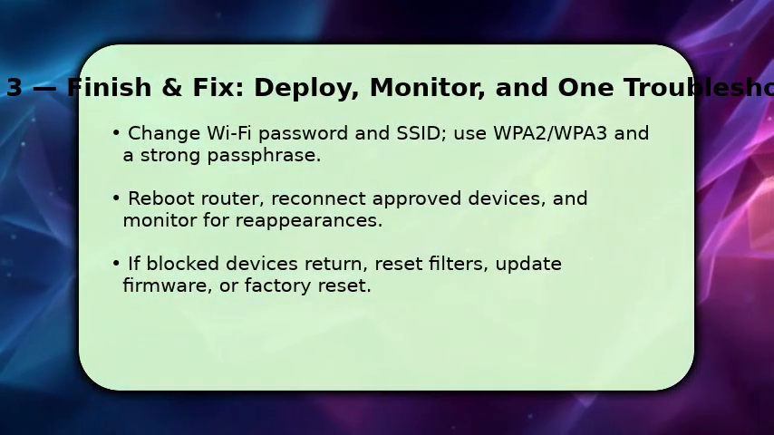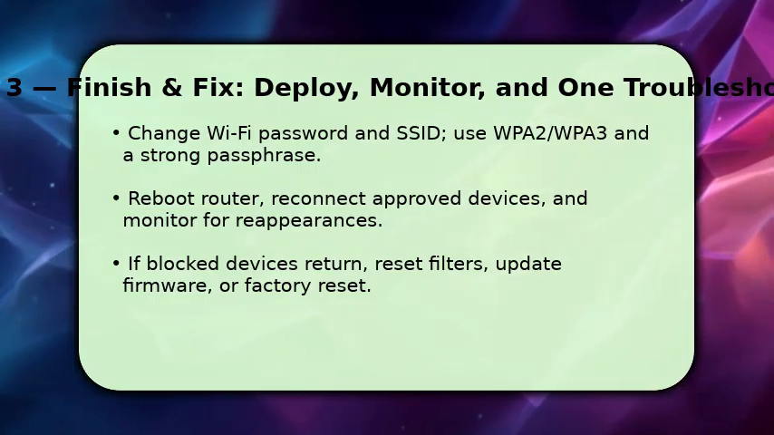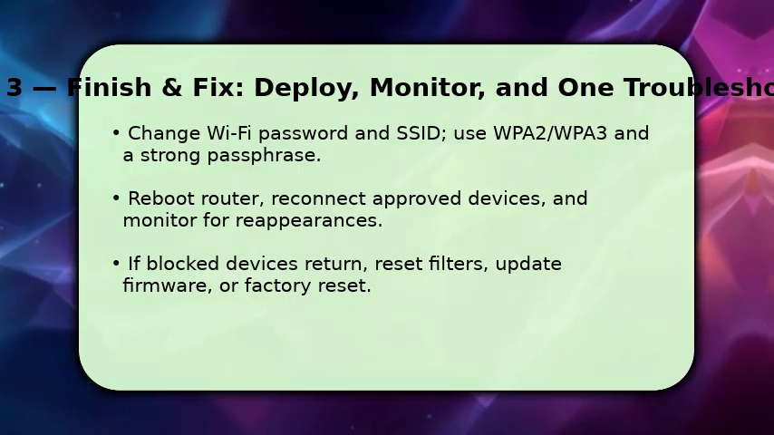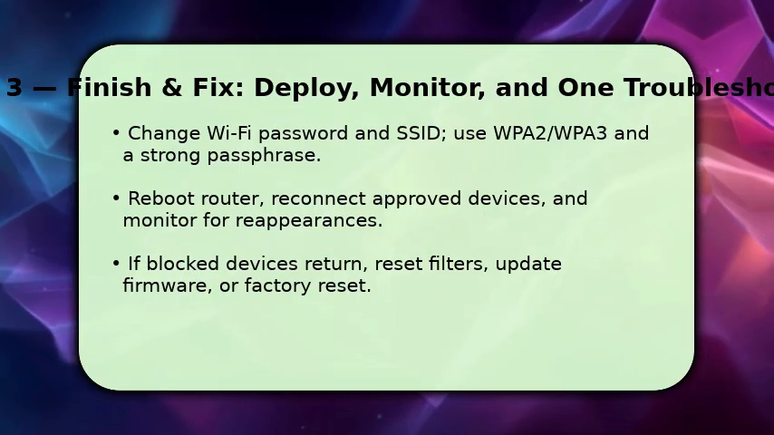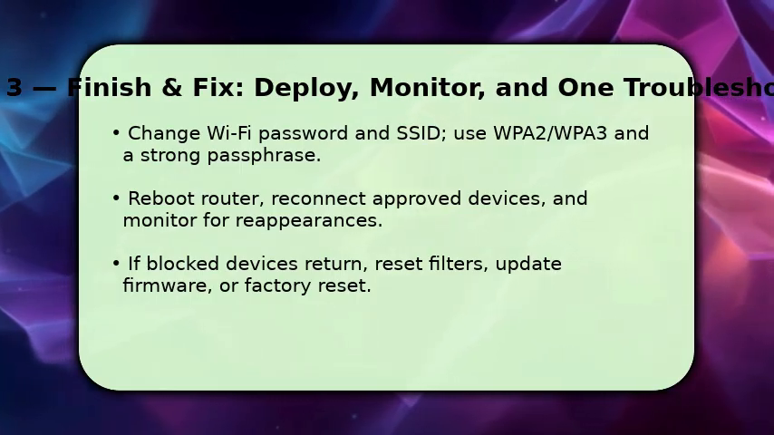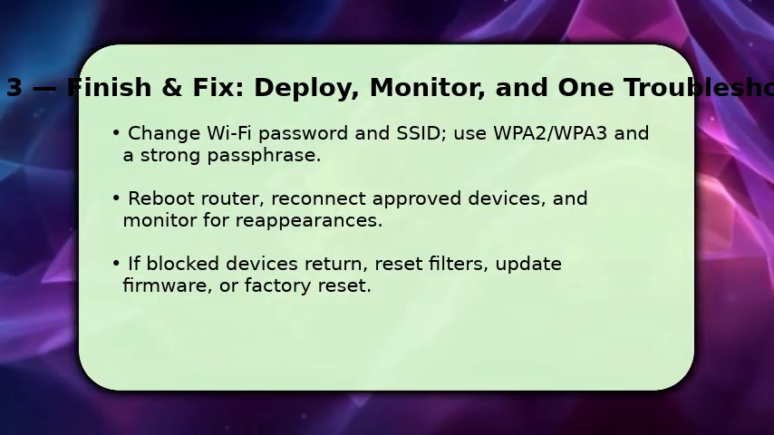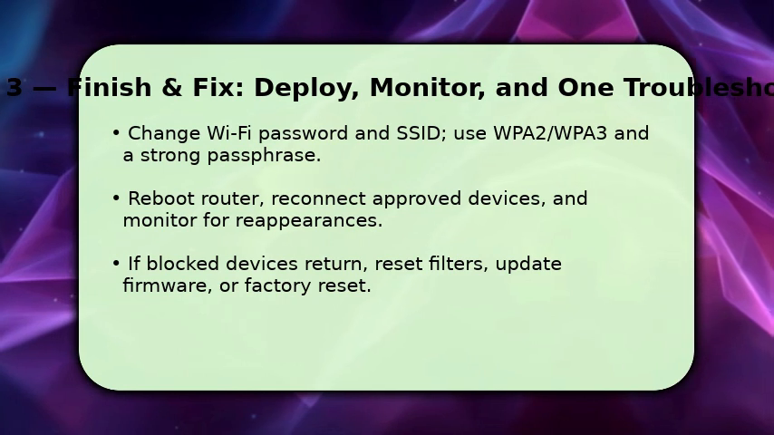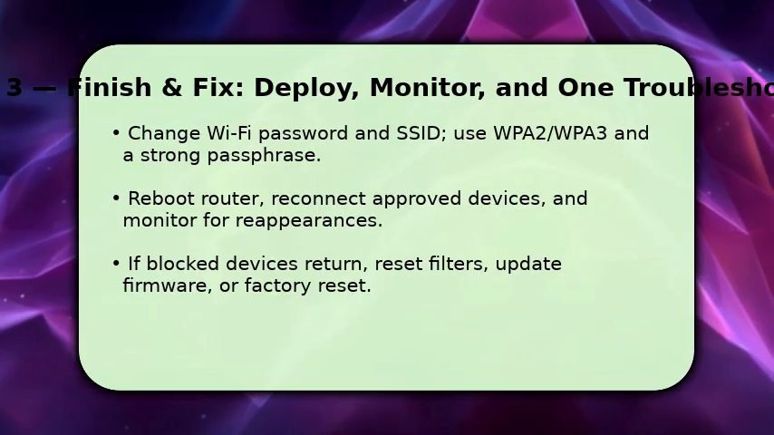After removing devices, secure the network so the issue doesn't repeat. Change the Wi-Fi SSID and set a new strong WPA2 or WPA3 password, then reboot the router and reconnect only trusted devices. Monitor the connected list for any reappearing entries. If a blocked device returns, check MAC filtering rules for errors, update router firmware, and as a last resort, perform a factory reset and reconfigure security.